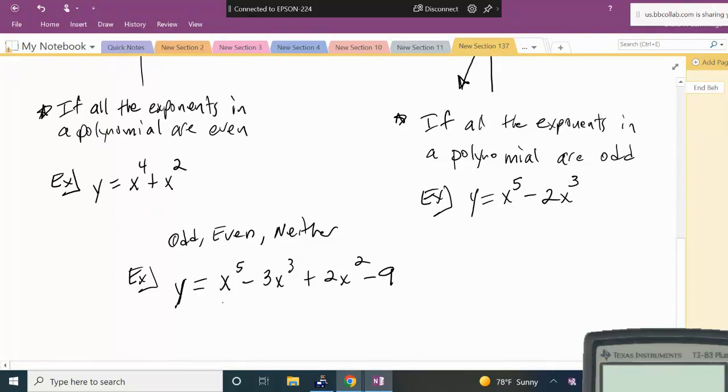All right, so looking at the first term in the polynomial, x to the 5th, it has a degree of 5, which is an odd number. The second term in that polynomial, negative 3x cubed, has a degree of 3, right? That's odd. But if we look at the third term, 2x squared, that 2 is an even number, so this would be neither odd nor even.